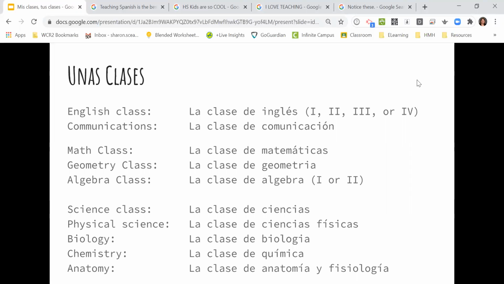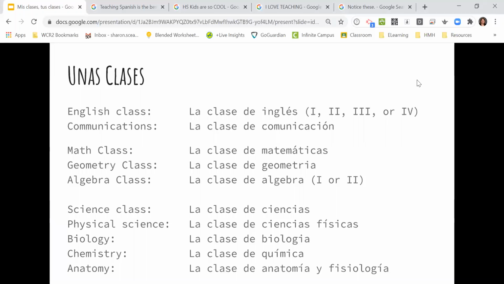Here are some example classes. I know that I missed the business classes on there just by going over this. But other than that, if there's a class that you have that's not on here, let me know and I will add it to the notes.